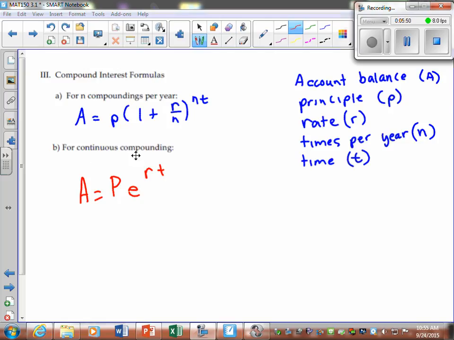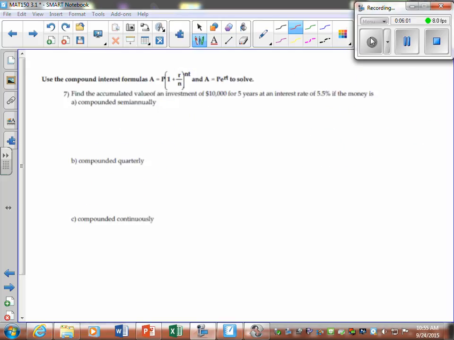And then continuous. Continuous is the one a lot of people say PERT. Okay, and it's going to be this particular formula. Alright, so let's see an example. It says use the compound interest formula, either of these, to solve A, B, and C. So first of all, it tells us our investment is $10,000 for 5 years at an interest rate of 5.55%.